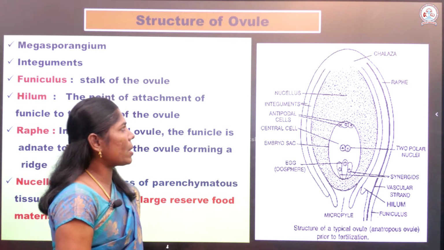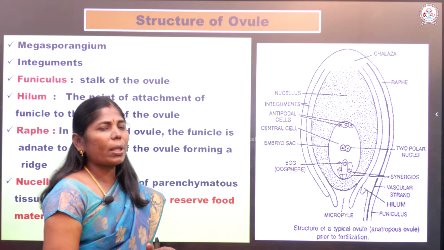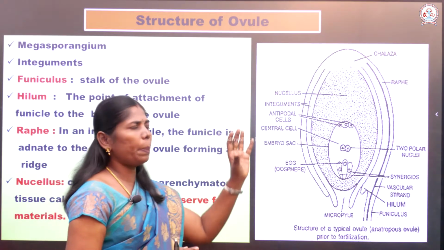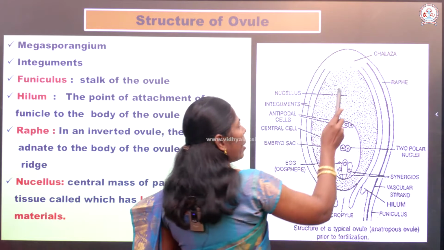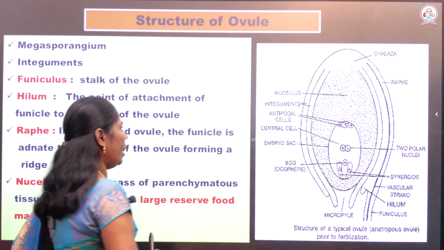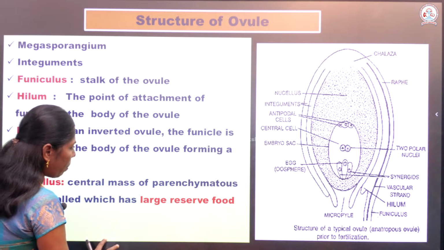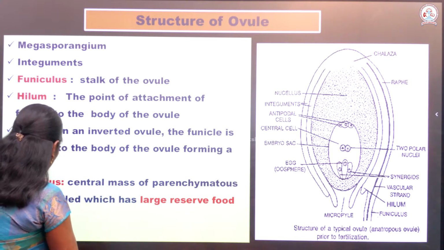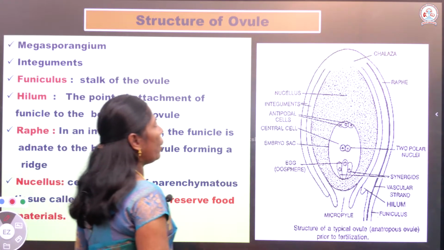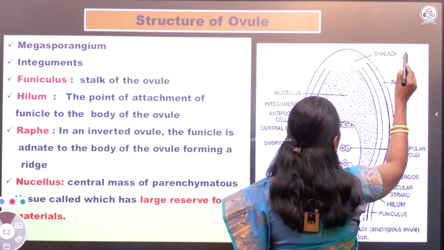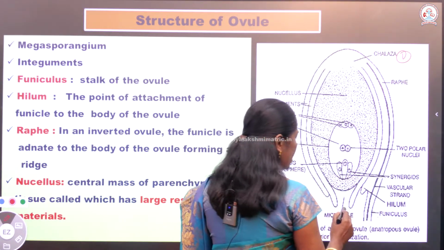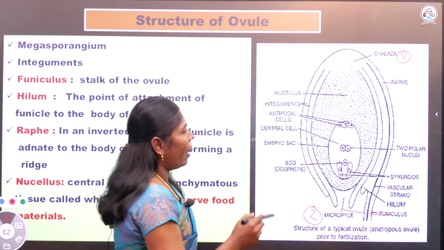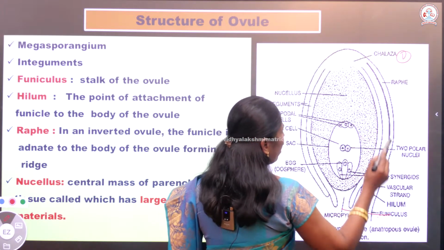So here we are going to see the parts of the ovule. What are the parts in the ovule? First you have to draw the diagram and label the parts. One end of the ovule is known as the chalaza end, and the other end is called the micropylar end. The basal part is the chalaza end, and the top region is the micropylar end. The next part is the funiculus.